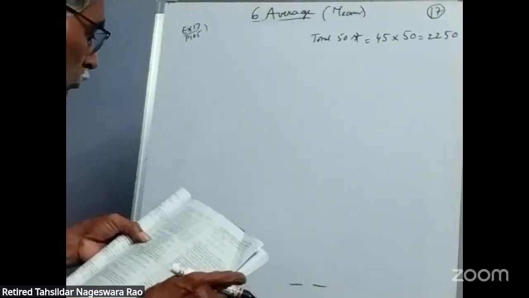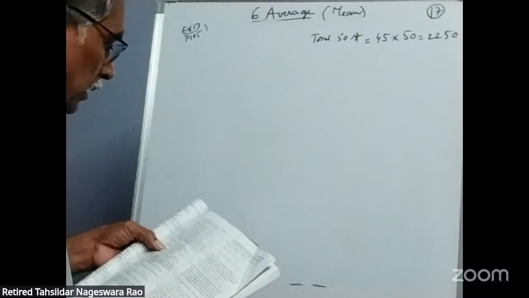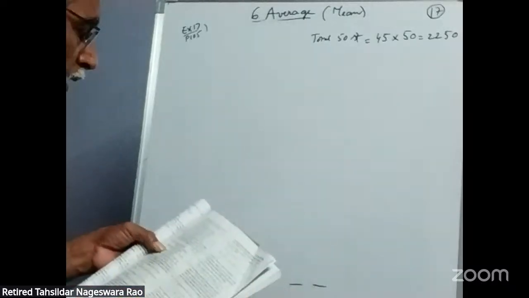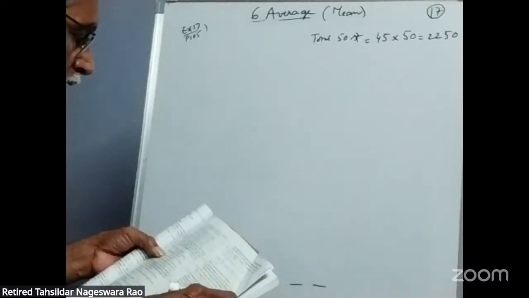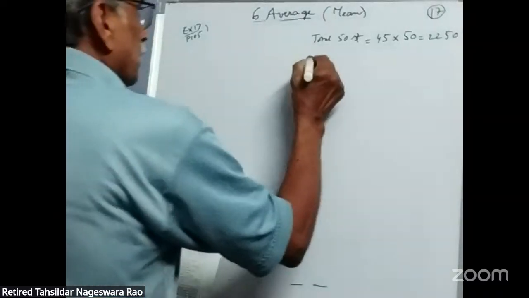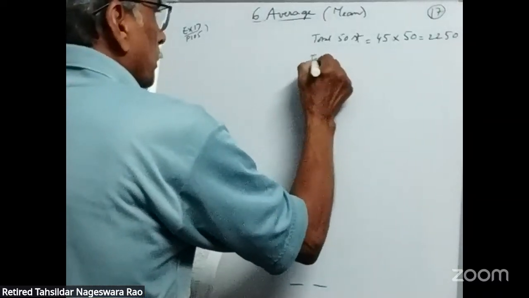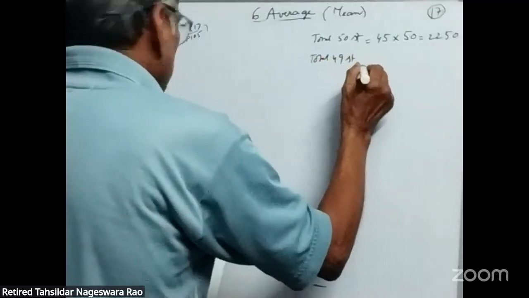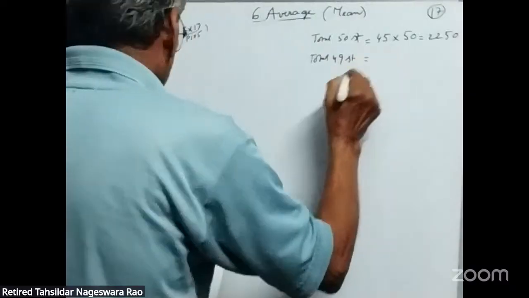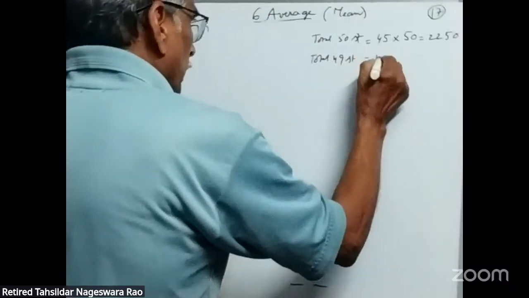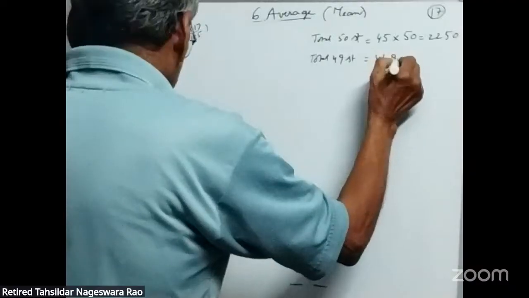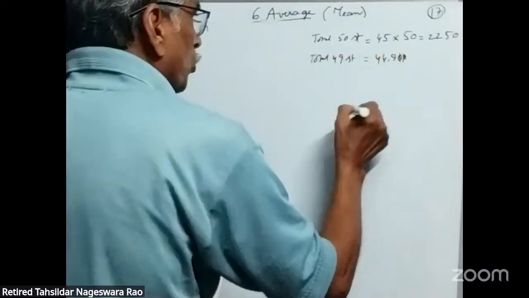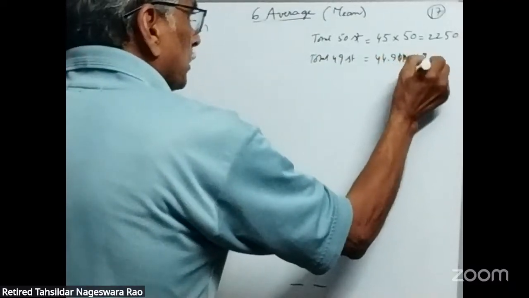Forty-nine students, and what is left? 49 students will be remaining, and the average is also given. 45 kg minus 100 grams, 44 kg and 900 grams. Total of 49 students: 44.9 kg. 900 grams means 0.9, so the value into 49 multiply.